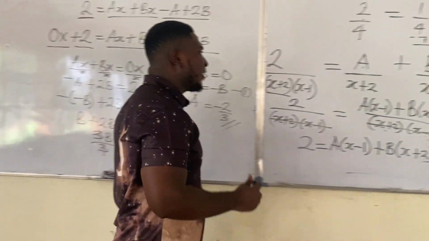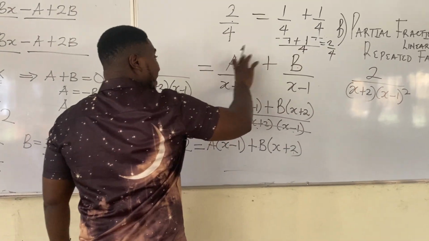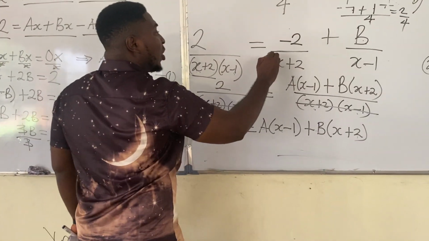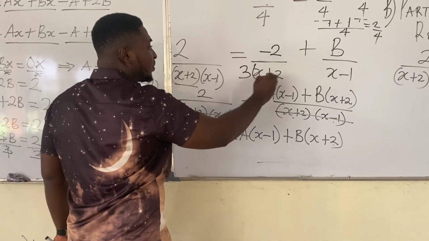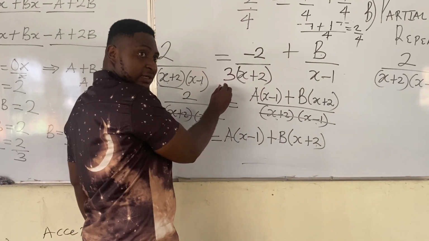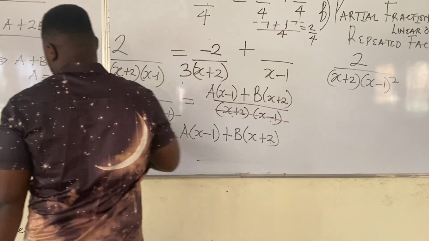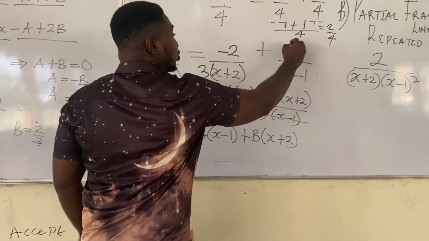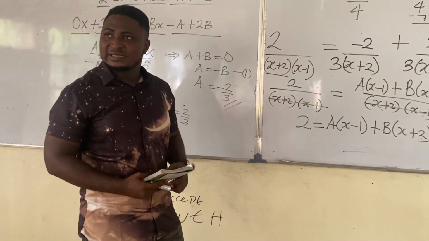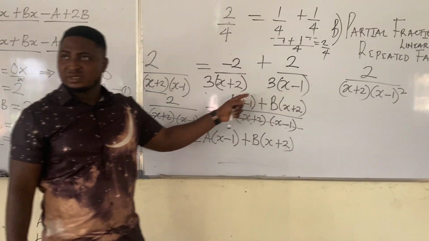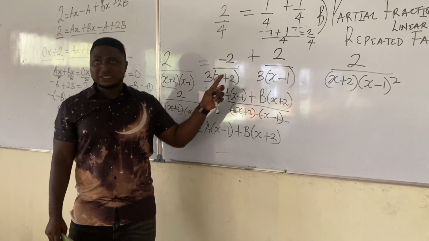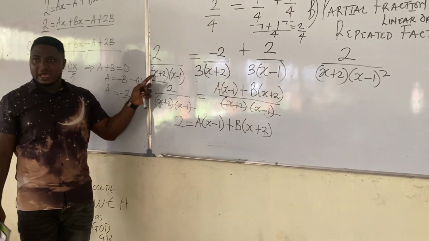It's now time to put it into our fraction. Remember that this is our fraction, and these are the 2 partial fractions. So how do we impute a? A is minus 2 over 3, so you say minus 2 all over 3 into bracket x plus 2. And b is 2 over 3, so you say 2 all over 3 into bracket x minus 1. Class, these are the 2 partial fractions that make up this particular fraction.